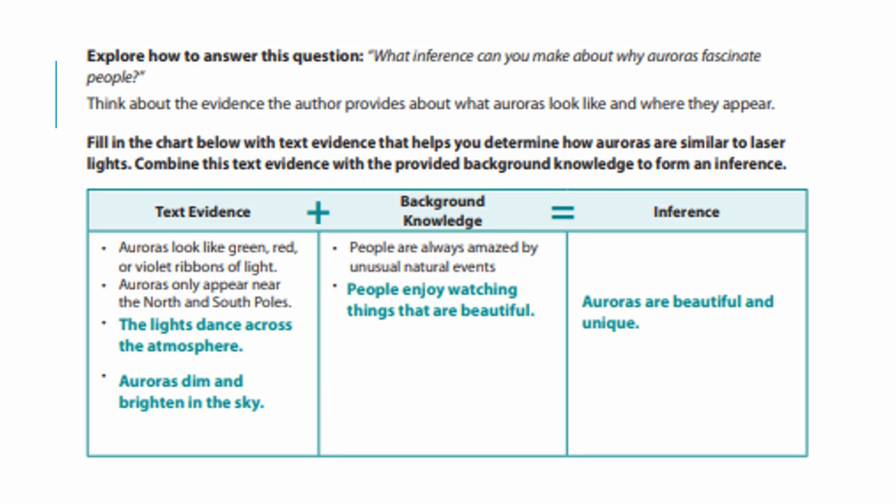That is actually an example of figurative language. The different colored lights appear as if they are doing a dance in the sky, and the lights dim and brighten in the sky. So it looks very unusual. Our background knowledge: people enjoy watching things that are beautiful. So if you see a bunch of pretty colors in the sky, you're probably going to stop and look in amazement because it's so pretty. So we can make the inference that people are so fascinated by auroras because they are so beautiful and unique.